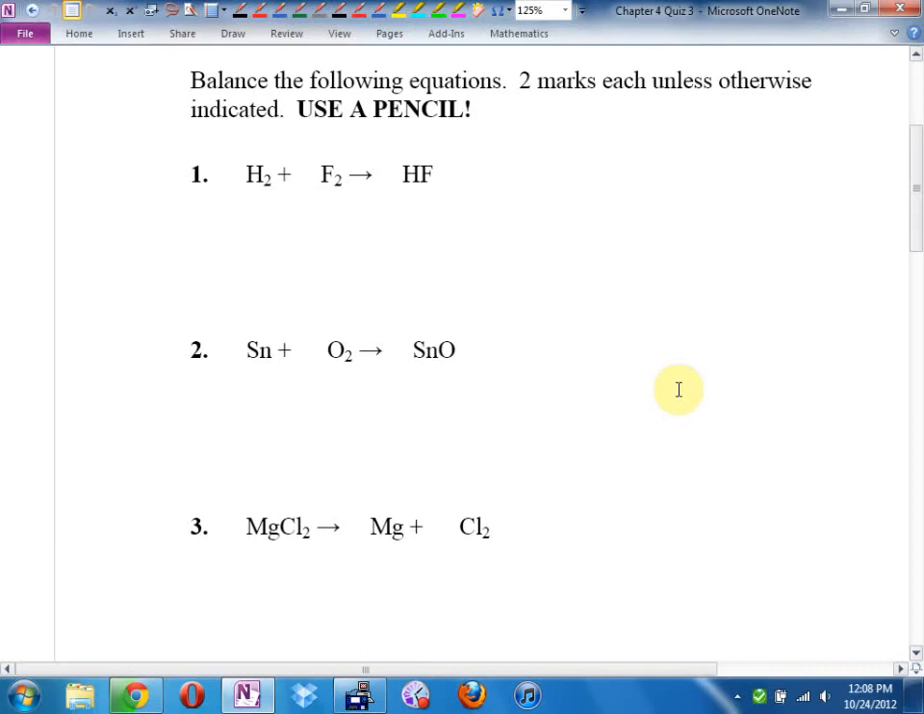It says, use a pencil. Why use a pencil? Because I make mistakes on these quite a bit. H2 plus F2 becomes HF. What I find, until I get good, is I say, I'm going to make a list. How many H's are there right now? 2. How many F's are there right now? 2. How many H's on the right-hand side? 1. How many F's on the right-hand side? 1. Am I balanced? How do you know?